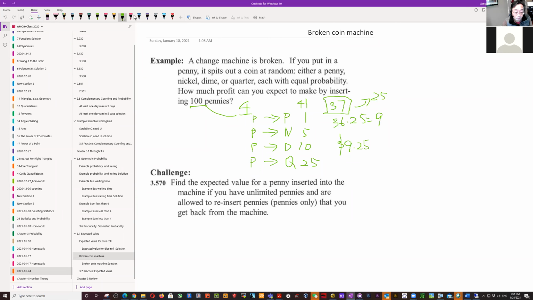And we also have a challenge problem: what is the expected value if you are allowed to reinsert the pennies that you get back from the coin machine? What will you get?